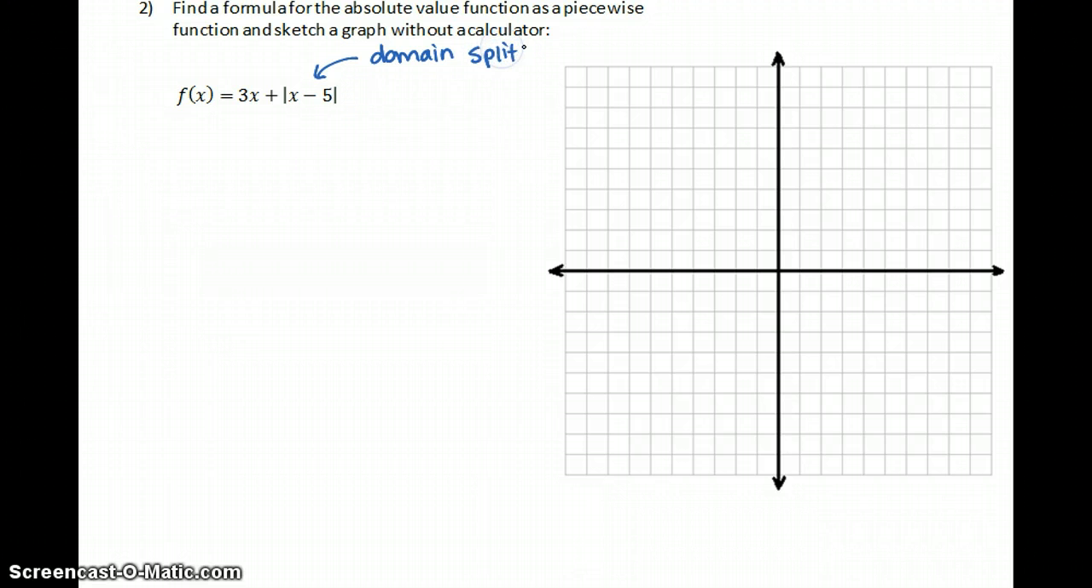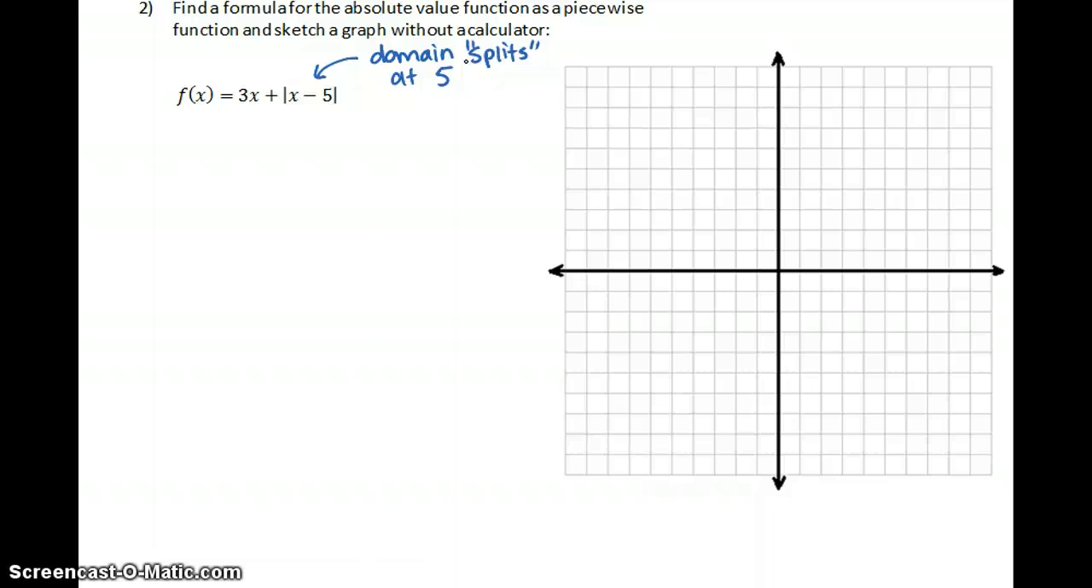Hopefully you're thinking that the x value at which the domain will split is going to be 5. Because if we plug in 5 or above, anything greater than or equal to 5, we don't actually need the absolute value bars because it's going to be 0 or a positive number. If we plug in anything less than 5, then we're going to need the absolute value bars to make the inside x minus 5 equal to a positive number.